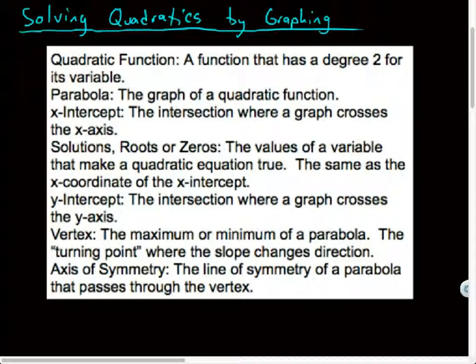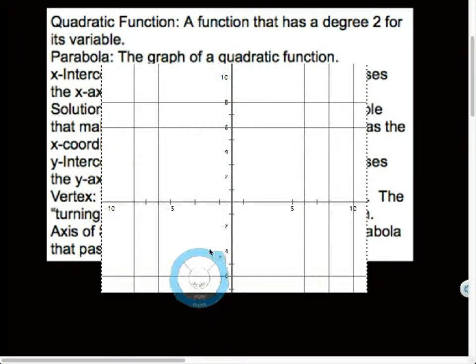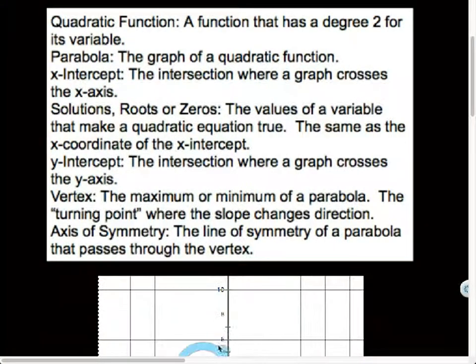Vertex. Let's get a little picture going here. Maybe that'd be nice. Actually, let me scale this, 10 by 10. That sounds good. So, for us to get started here, I'm going to draw a picture and label some of the vocabulary so you understand what I'm talking about.